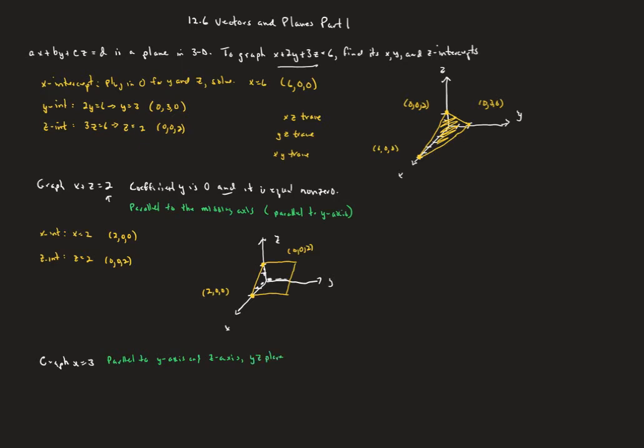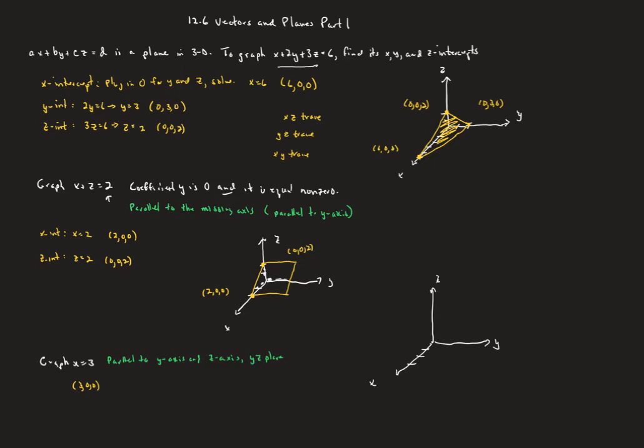Okay, let's see if we can figure out what this is going to look like. Here's going to be our axes. Again, this is Z, that's going to be X, this is going to be Y. The only intercept we're going to get is going to be 3, 0, 0. So I'm going to go on the X, 1, 2, 3, making my tick marks parallel to the y-axis.